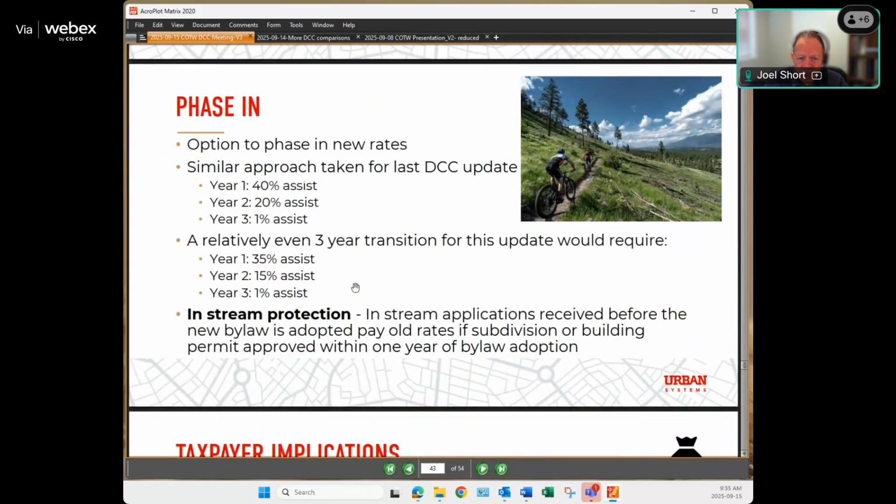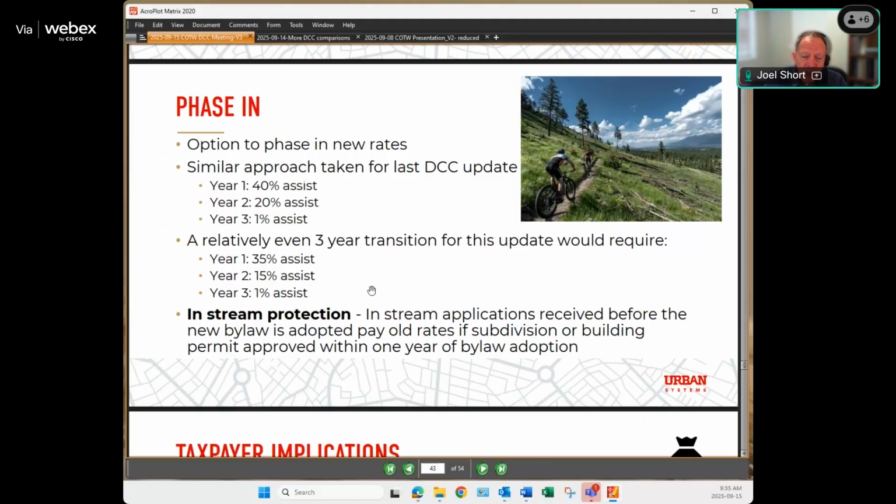So in terms of phasing in, you could phase in the new rates. You could have a similar approach taken for the last DCC update. You had a year 1 as 40% assist, year 2, 20% assist, year 3 was 1%. And to get a relatively even 3-year transition for this update, it would probably be a 35% assist the first year, a 15% assist the second year, and then a 1% assist in year 3. So that would give you a relatively even 3-year transition.